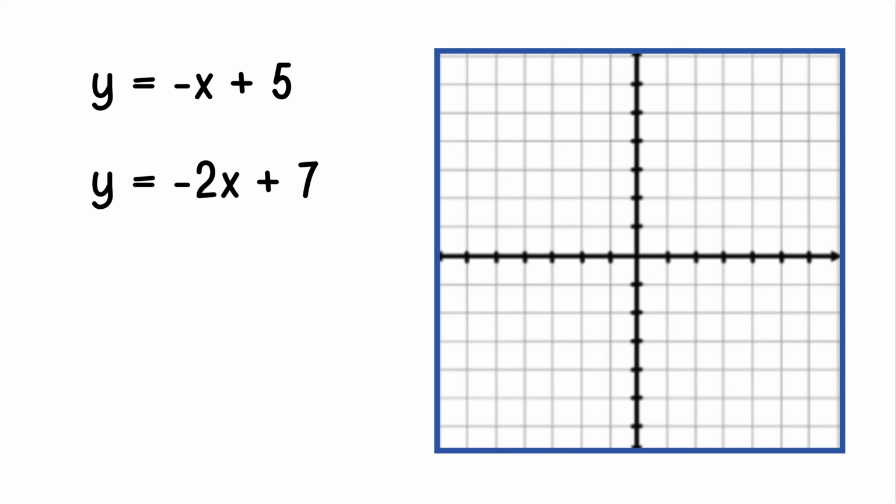We'll start with our first equation of y equals negative x plus 5. Our y-intercept in this equation is 5. So our first dot will go on the 5 on the y-axis.